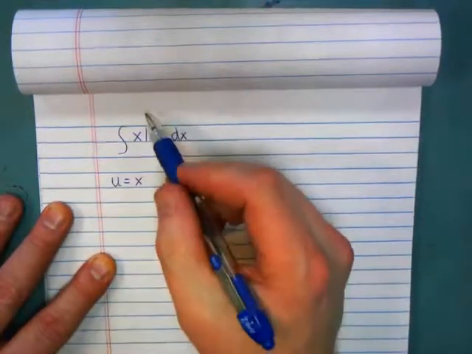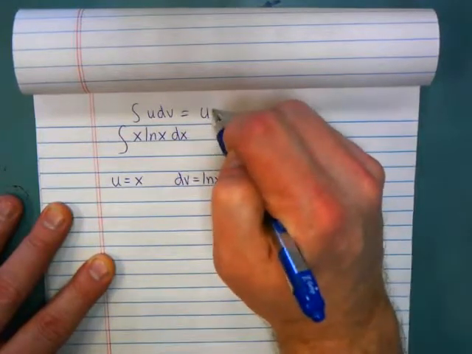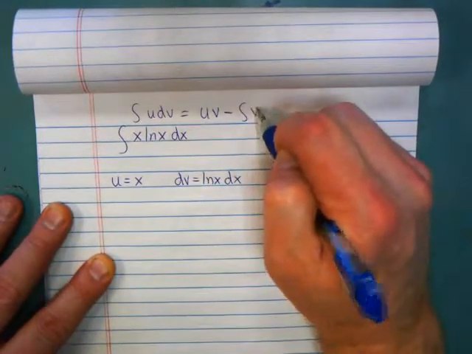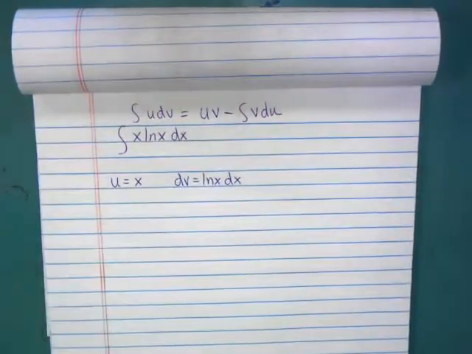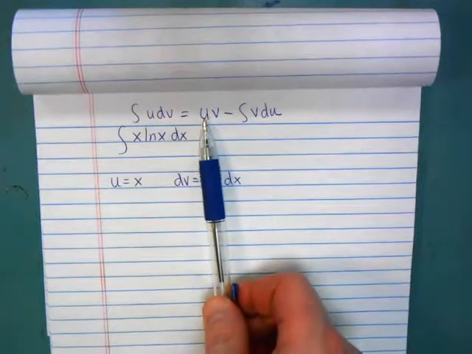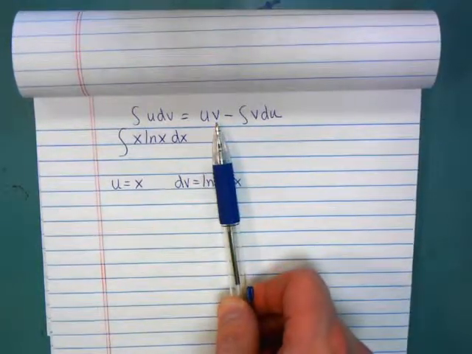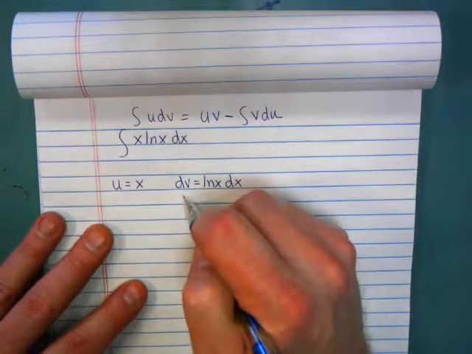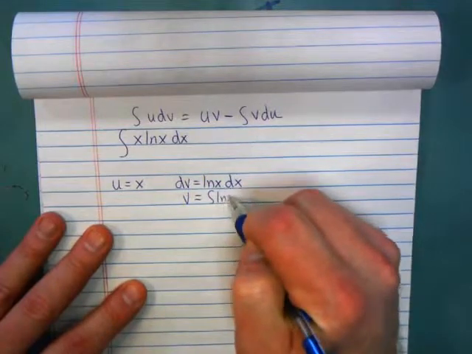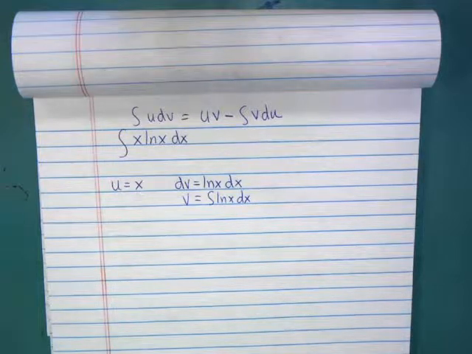So I'm going to write our formula up here so we remember what it is. Integral of u dv is u times v minus integral v du. All right, so to use this formula, I need to know u. Do I know u? U is x. I need to know v. Do I know v? Integrate it. So v would be the integral of ln x dx. What's the integral of ln x dx? No, that's the derivative. The derivative of ln x is 1 over x. What's the integral of ln x?